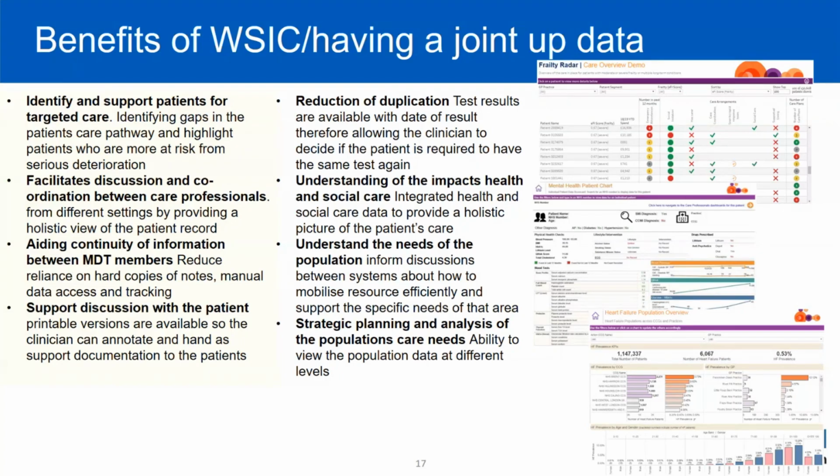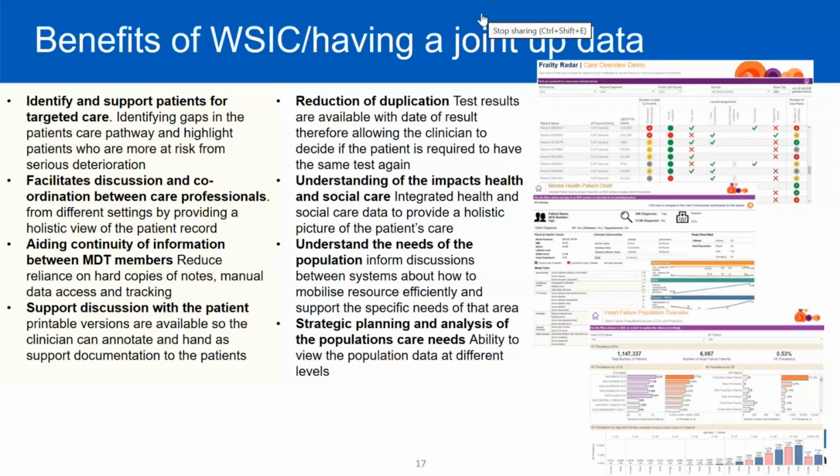Reduction of duplication. Because we can see if test results have happened in multiple different care settings, it allows the clinician to decide whether that patient is required to have the same test again or not. Understand the impacts of health and social care. I'm not going to drill into any more of that. We've mentioned that plenty of times today. Looking at our population as a whole, so being able to see where we may have different areas within the population that have specific needs, or how we can help mobilize resource efficiently across the population. And then, of course, finally, the strategic planning and analysis of the population care needs.